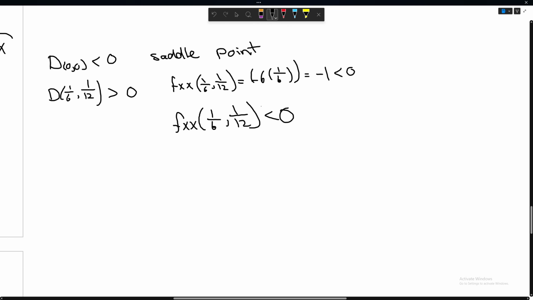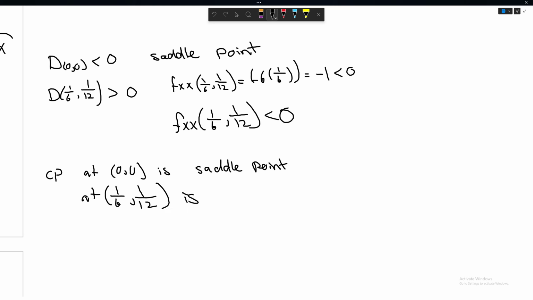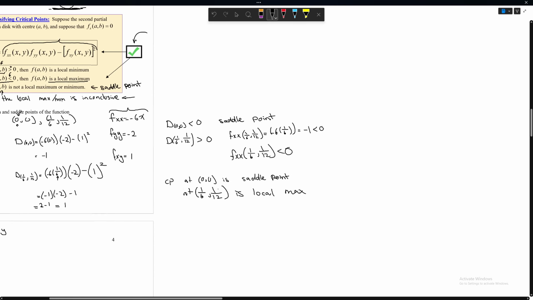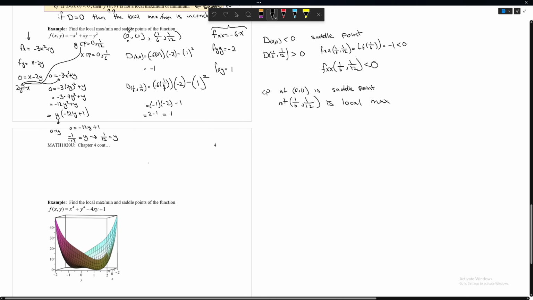So because this is lower than 0, we can say our CP. So in conclusion, CP at 0, 0 is a saddle point, and at 1/6 and 1/12 is a local max. All right, and this would be your answer for it. So I hope that was pretty clear for you guys.